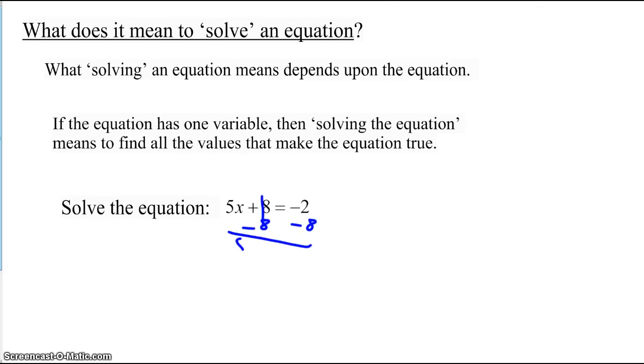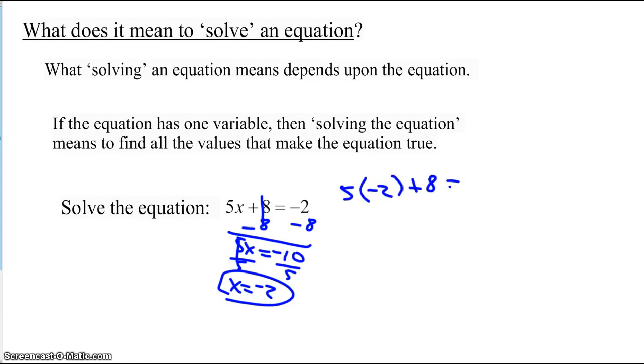Subtract 8 from both sides, and then divide both sides by 5 to figure out that x is negative 2 appears to be the solution, because I was able to do algebraic operations that kept the sides equal, right? And I ended up with just the variable on the left and a number on the right, so the variable must be equal to that number. We could check that to see if indeed it is a solution by plugging that back in and verifying that the result is true.